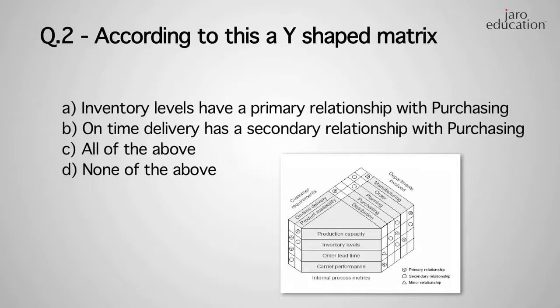on the left roof. So for A, you look at the right hand square where you see that the intersection of the inventory level and purchasing actually has a secondary relationship. It's not a primary relationship. And if you see on-time delivery with purchase, which is the top of the roof, then again you see that in that intersection of on-time delivery with purchase, there is no relationship at all. So both are false, and therefore the answer here is D, none of the above.